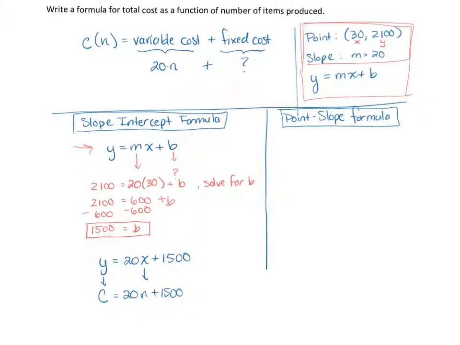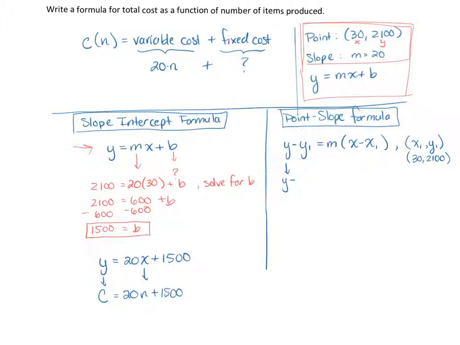So the point-slope formula actually comes from the formula for calculating slope. And so we write it as y minus y sub 1 is equal to m times x minus x sub 1, where x sub 1 and y sub 1 is the point that you're given. So in this particular problem, the point that we're given is (30, 2,100). So that's my x sub 1 and my y sub 1. And we know what m is. m is 20.